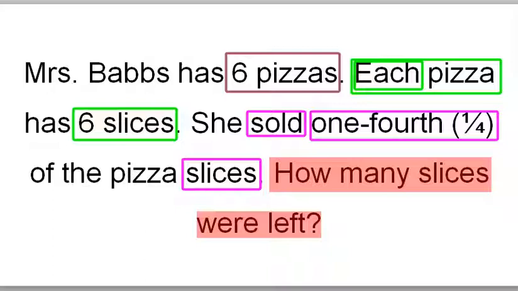So I want you to think about each of these parts. Mrs. Babs has 6 pizzas. Each pizza has 6 slices. So just kind of focusing on that portion. If we have our 6 pizzas and then each pizza has 6 slices, I want you to think, is my work for this portion to figure out how many slices I have, is that number going to increase in size or is it going to decrease in size?